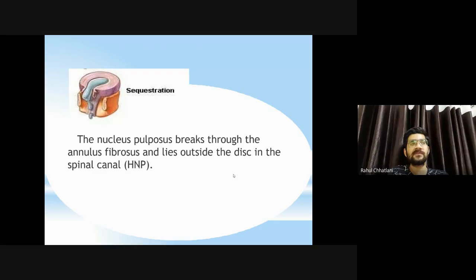The nucleus pulposus breaks through the annulus fibrosus and lies outside the disc in the spinal canal. Yes, so that is the herniated nucleus pulposus. So the nucleus pulposus will come completely outside the boundary and it can move posteriorly, anteriorly, superiorly, inferiorly, and wherever it moves, it will damage the spinal nerves, put pressure on the spinal nerves, and signs and symptoms will originate.